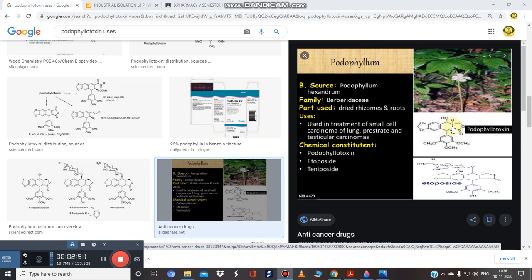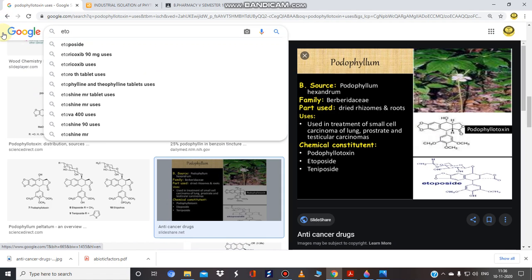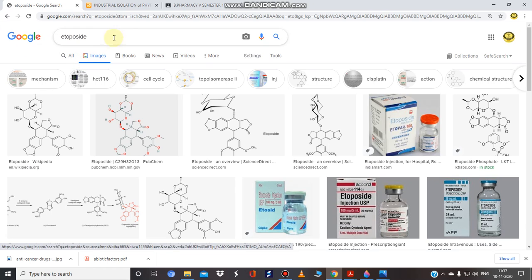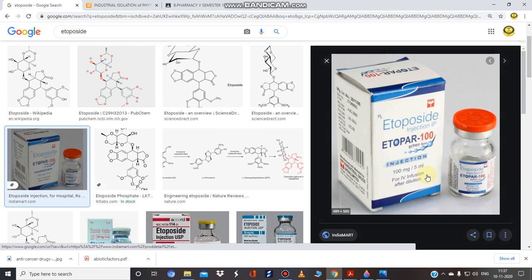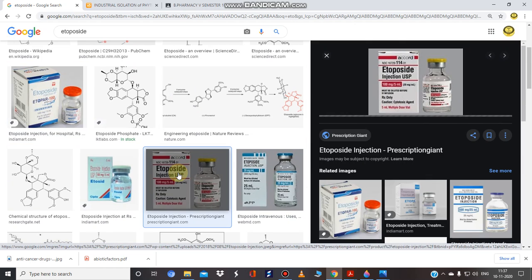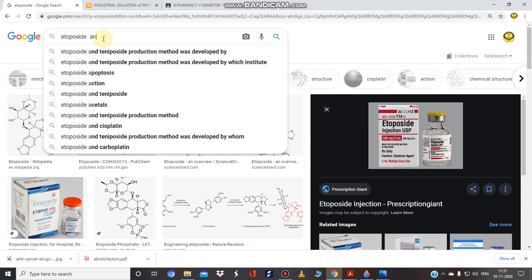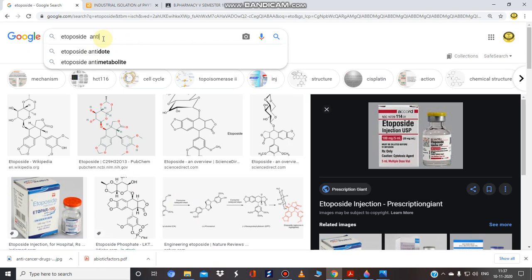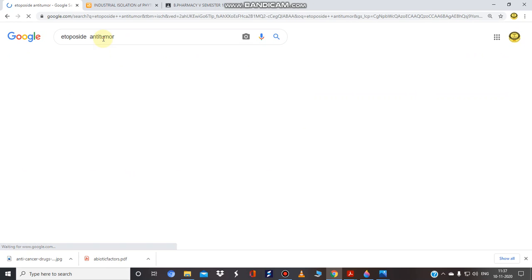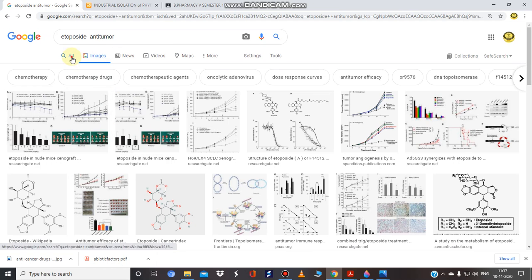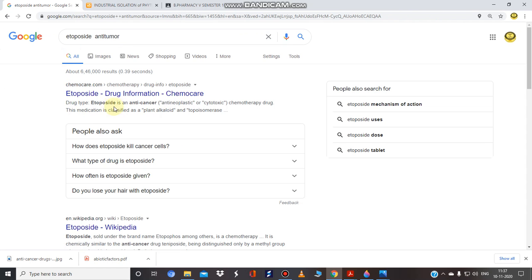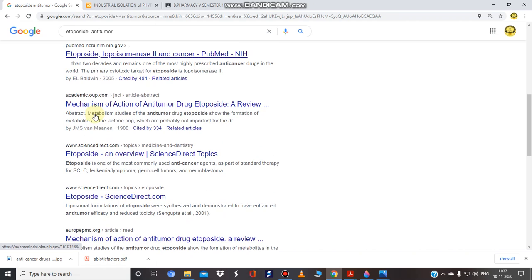And we know there are different types of semi-synthetic derivatives like etoposide or teniposide that have been semi-synthesized from this plant. If you talk about etoposide, it is a very common anti-cancer drug also. Injections of etoposide or teniposide are available. So yes, it is an anti-tumor drug. It is very much used as an anti-tumor, etoposide or teniposide. Yes, it is an anti-cancer drug, chemotherapy. So it is basically obtained from the plant.